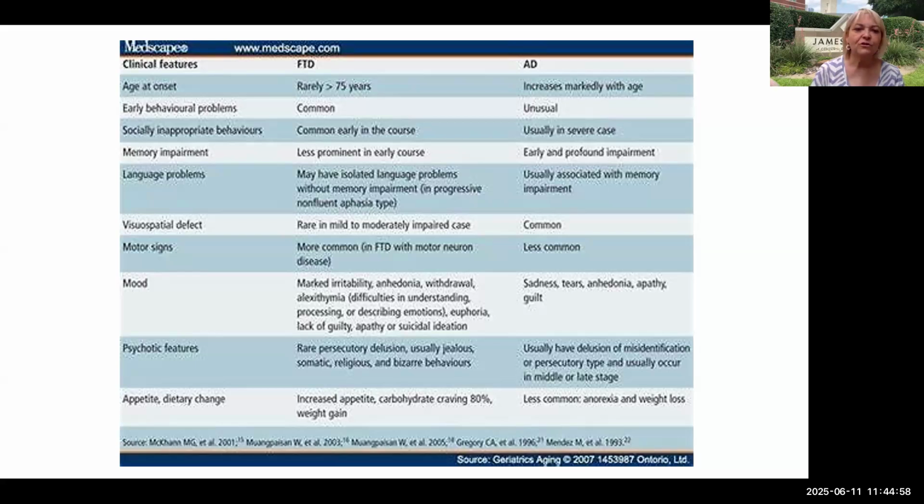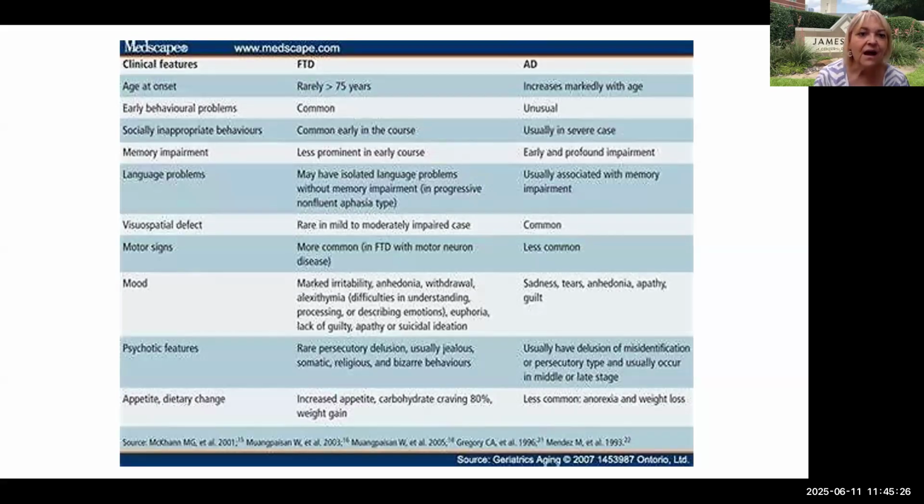He was running a major company. He wasn't having any memory issues. It was coming up as socially inappropriate behaviors. Look at the language problems. In Alzheimer's disease, the language problems are associated with memory impairment, but in FTD, there are isolated language problems without memory impairment.